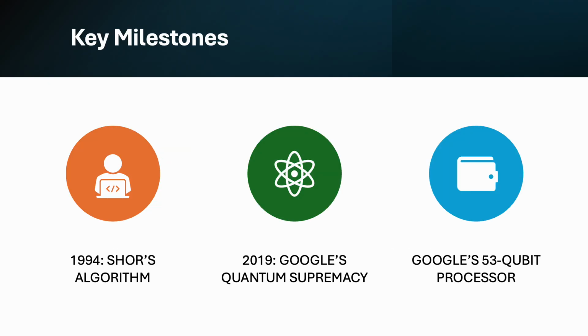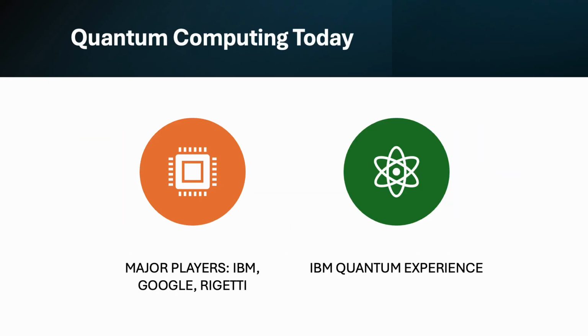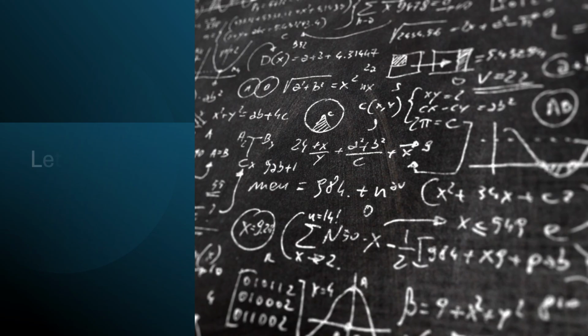The key milestones, as mentioned: 1994 Shor's algorithm, which I just shared with you as a synopsis. 2019 Google's quantum supremacy, and Google's 53 qubit processor that came later on. Quantum computing today, major players: IBM, Google, Rigetti, IonQ, Sandbox AQ, and then IBM Quantum Experience, as I discussed earlier. Let's continue in the next lecture.